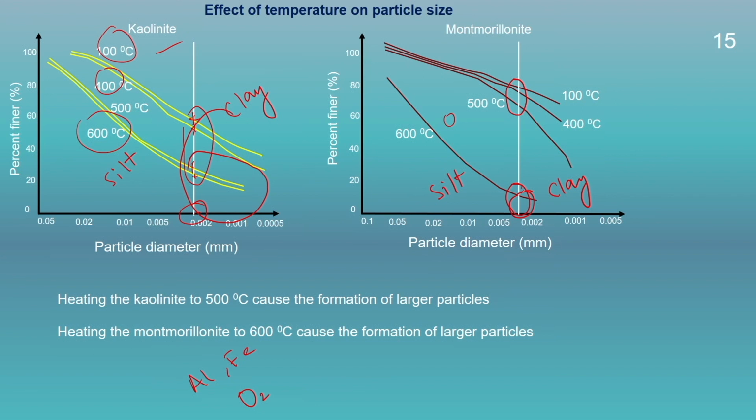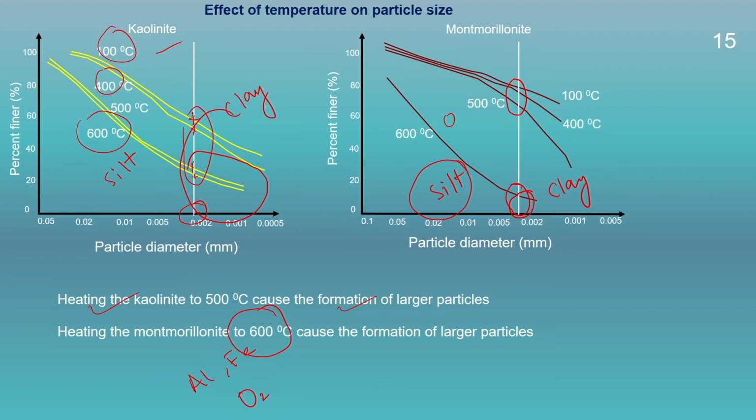So, again at 600 degrees centigrade, the cementation or the aggregation of the particles takes place, therefore, that will increase the amount of silt content for montmorillonite. So, here we could see heating the kaolinite to 500 degrees centigrade causes the formation of the larger particles, whereas for montmorillonite it is around 600 degrees centigrade.